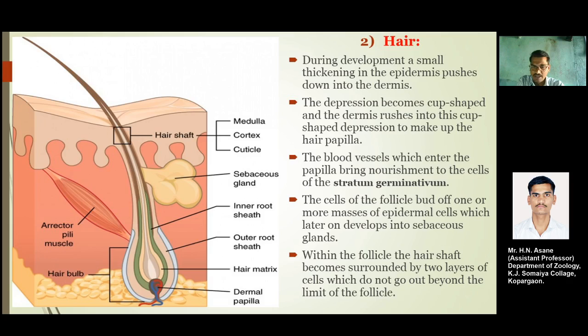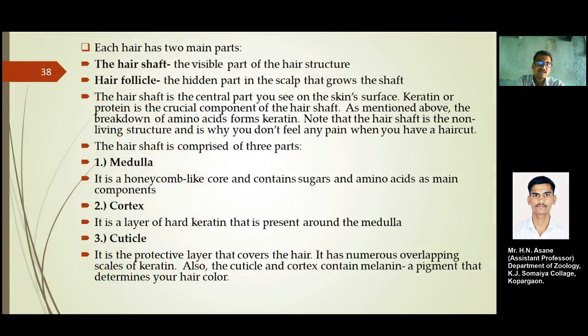Okay, so as you can see in the next slide, each hair has two main parts. Okay, the first one will be the hair shaft, and the second one will be the hair follicle. The hair shaft is the visible part of the hair structure. Okay, and the hair follicle is the hidden part in the scalp that grows the shaft. The hair shaft is the central part you see on the skin surface. Okay, keratin, that protein, is a crucial component of the hair shaft.